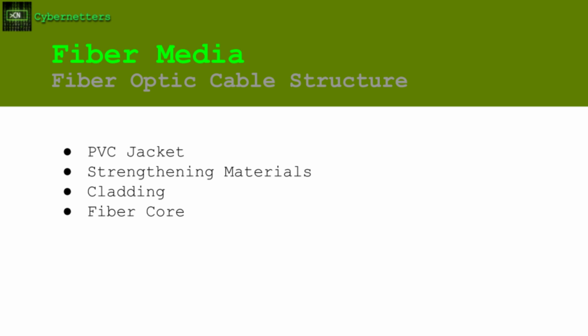And then you have the strengthening materials, such as aramid yarn, which protects the delicate fiber core from bending and breaking. There's cladding, which is the layer surrounding the glass or plastic fiber, which is designed to reflect light back into the core, preventing signal loss, since, as I said earlier, fiber optic cable uses light signals to transmit data. And then you have the fiber core, which is the actual glass or plastic strand where data travels in the form of light pulses.